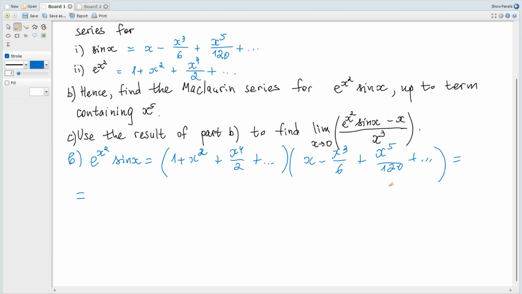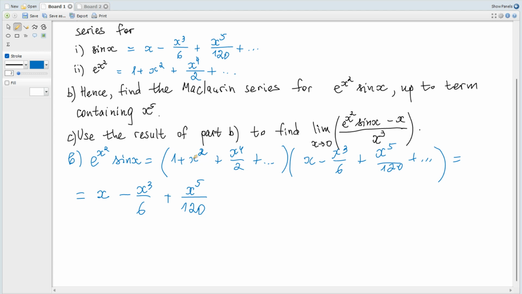In general, there are infinitely many terms, but we need terms up to and including a term containing x to the power of 5. We can get these when this one is multiplied by x, when this one is multiplied by negative x cubed over 6, or minus x cubed over 6, and when this one is multiplied by this x to the power of 5 over 120, so plus x to the power of 5 over 120.